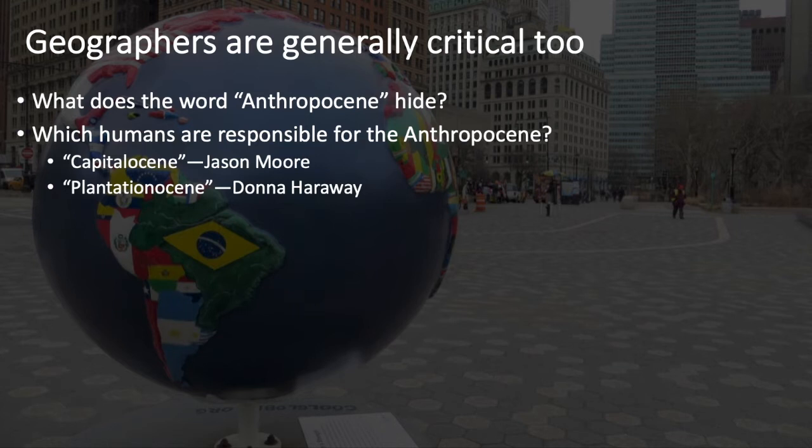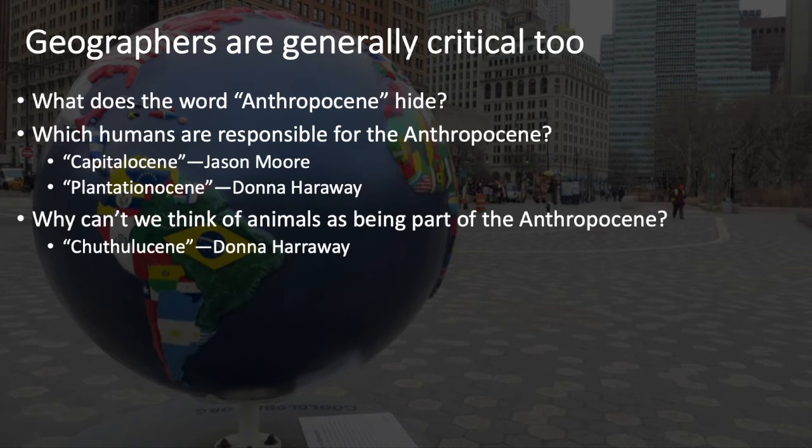And so geographers have proposed other words to describe this epoch. Jason Moore refers to this as the Capitalocene. Donna Haraway has occasionally referred to this as the Plantationocene, talking about the way that the plantation economy gave way to global capitalism, which then gave way to this dramatic change that we're seeing on the environment.